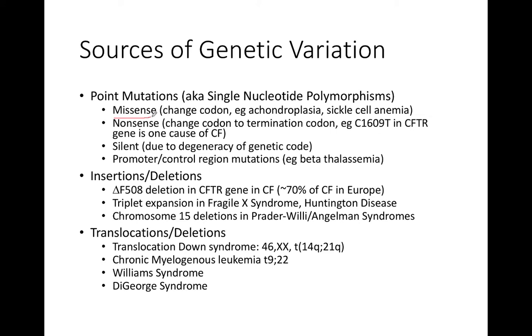We can have missense mutations where the change occurs in a codon and may lead to a change in the identity of the codon, and we'll see some examples of that: achondroplasia, which is genetic dwarfism, and sickle cell anemia. We can have nonsense mutations, i.e., changing a codon to a termination codon. You remember we talked about these kinds of things a while back, and one cause of cystic fibrosis, which is a disease which shows tremendous allelic heterogeneity. The C1609T mutation introduces a stop codon, and a stop codon will cause premature termination of sequence.